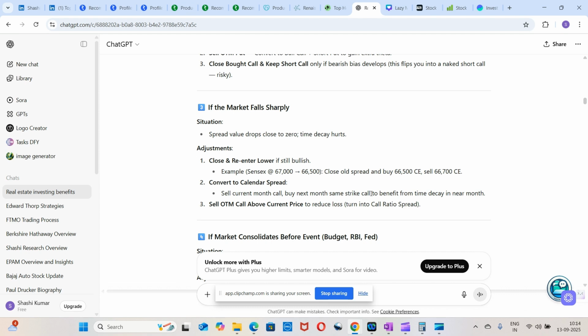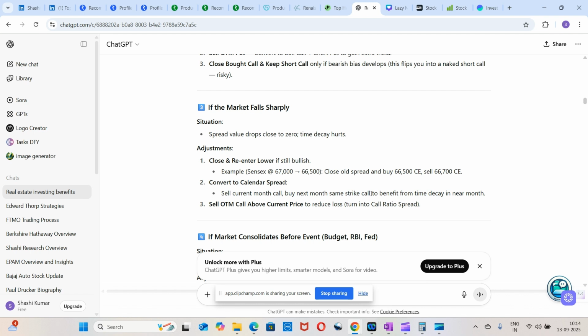So for example, if you want to re-enter, Sensex is at 67,000 and it dropped to 66,500. Then you close the old spread and buy a new one at 66,500 CE and sell 66,700 CE. That's what you could do. Or you could convert to calendar spread. So if market is falling sharply, then you convert into a calendar spread.